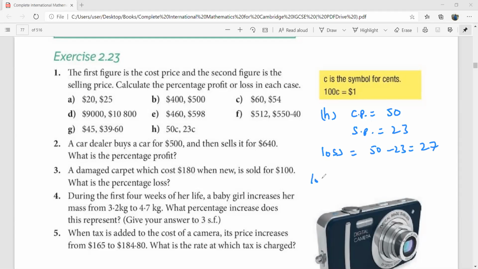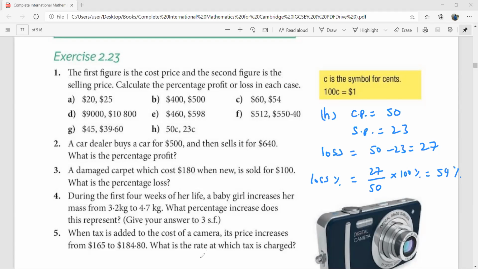So now the loss percent would be the loss over the cost price, which is 50. Remember, the original value always goes in the denominator, times 100%. So when you simplify this, this is going to be a loss of 54%. Okay, so this way we can try all these questions.